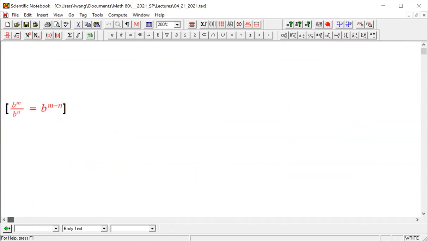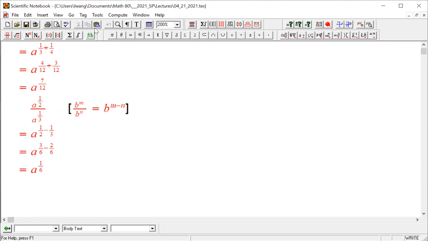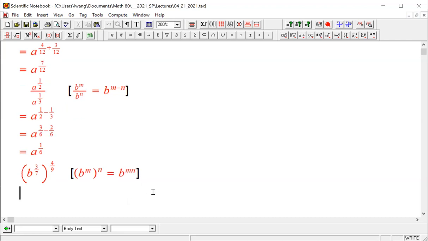Multiplication of exponents, right here. So the related formula would be b raised to the power of m, and then raised to the power of n, is equal to b raised to the power of m times n. We have derived those.